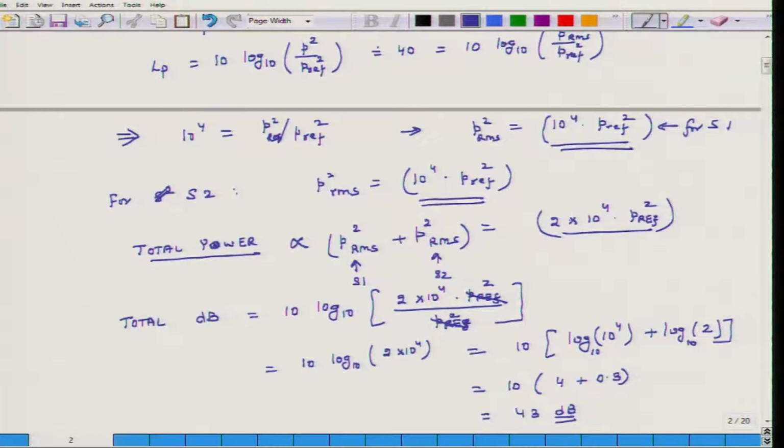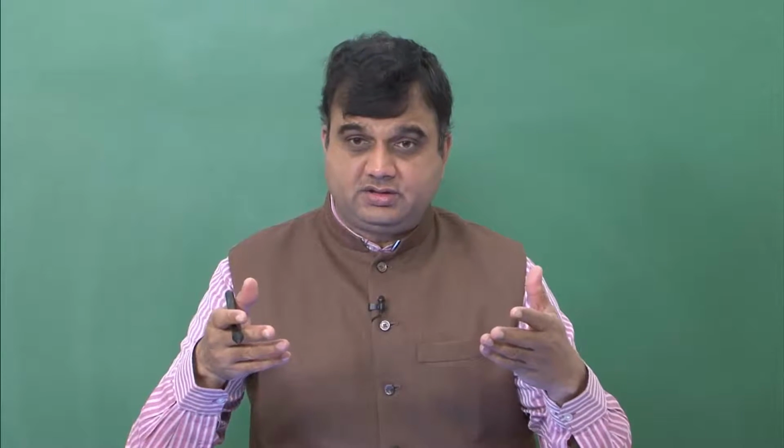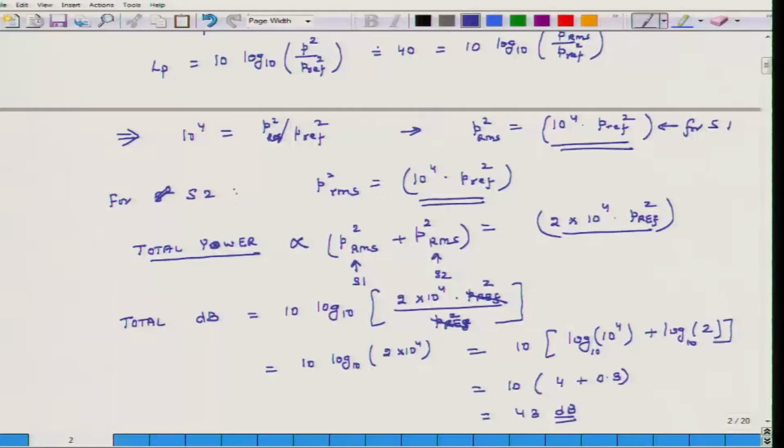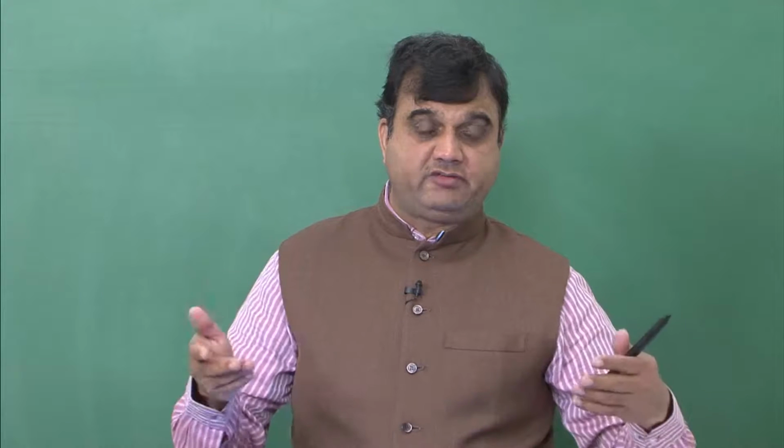Okay. So, if there are two sources and both the sources are emitting the same amount of power, then the total number of decibels in the room goes up by 3 decibels. If there are 4 sources, then the total amount of power in the room goes up by a factor of 4, and for each doubling the amount of decibels increment is 3. So, if it is 4 then it is 6 decibels.